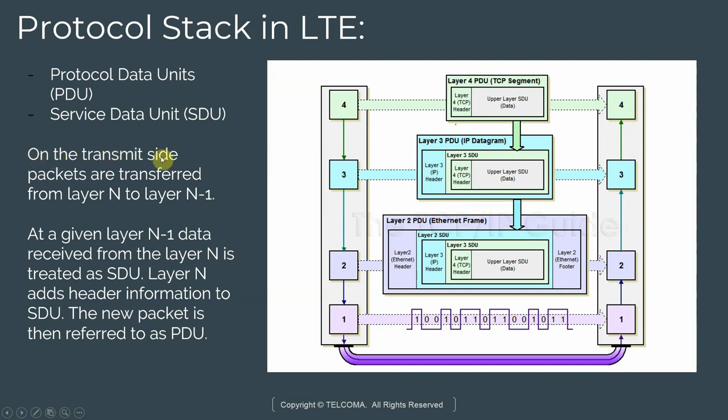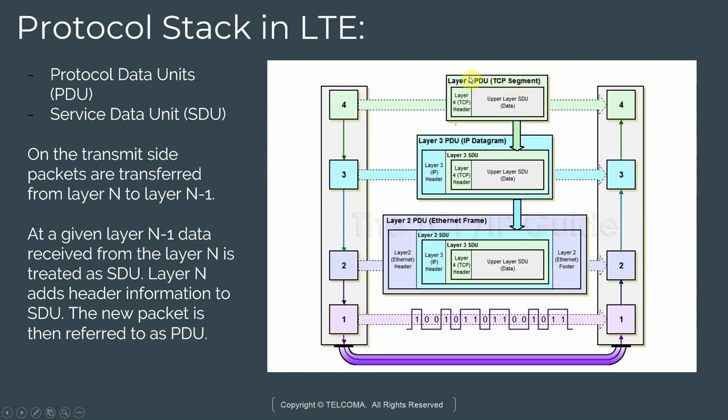Now, on the transmit side, packets are transferred from layer n to n-1, so 4 to 3, right? And so on and so forth. At a given layer n-1, data received from layer n is treated as a service data unit. Layer n adds header information to the SDU. The new packet is then referred to as a protocol data unit.